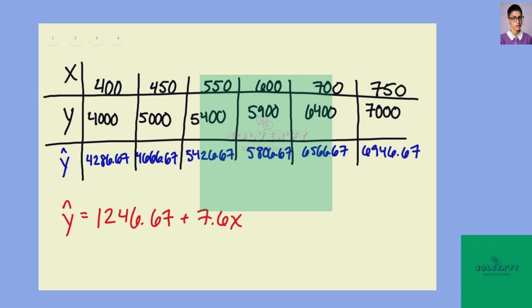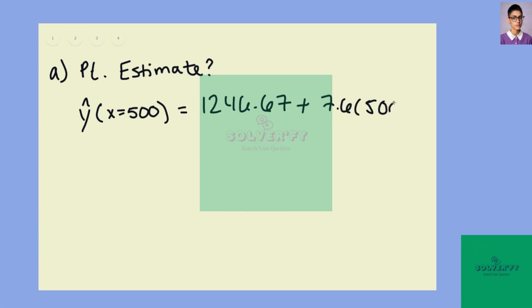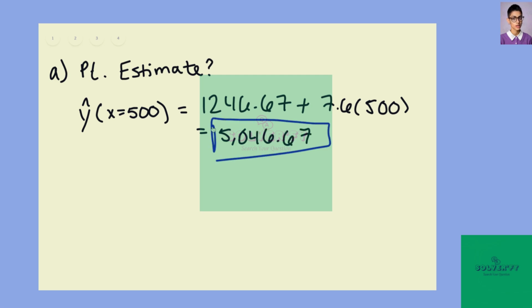The first thing we're asked to do is come up with a point estimate for the mean total cost for next month if 500 units must be produced. So that means our y hat is dependent on x equals 500. Going back to our regression equation, that would be 1246.67 plus 7.6 times 500. With this, we get a value of 5,046.67. So this is our point estimate.